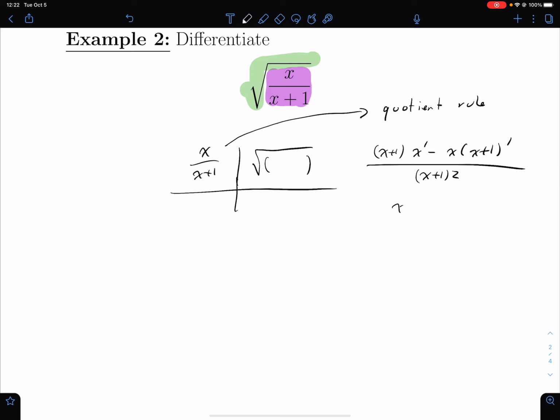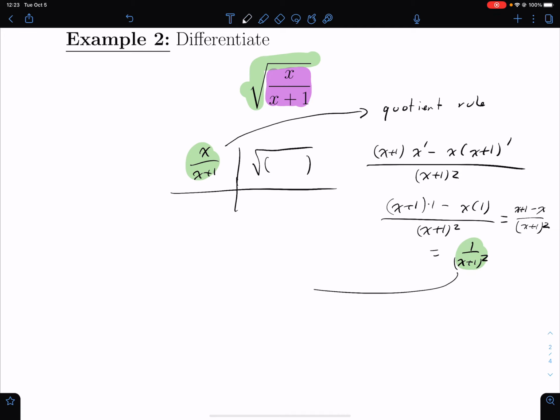So each of these is a 1, so that's x plus 1 times 1 minus x times 1 over x plus 1 squared. So this derivative will be x plus 1 minus x over x plus 1 squared, which is 1 over x plus 1 squared. So we did all that work, and all of that just comes back to here. And the derivative of square roots is, I can think of this as something to the 1/2. So this will be 1/2 something to the negative 1/2. And then we fill in.